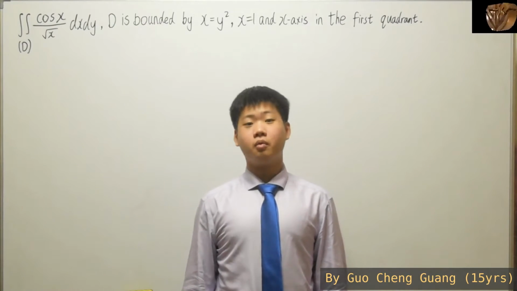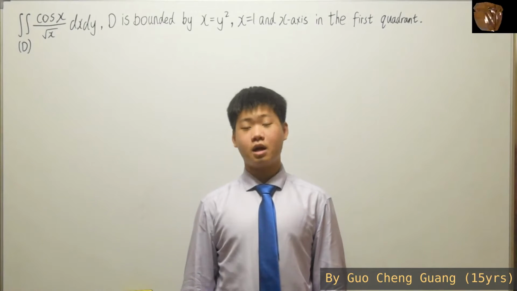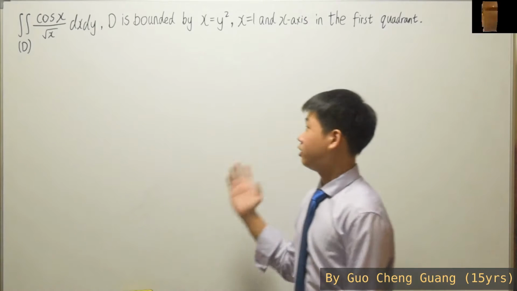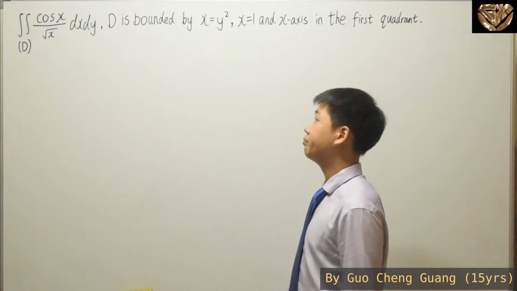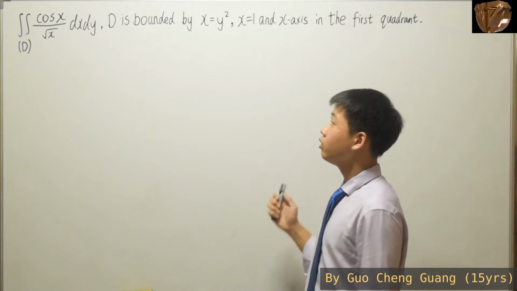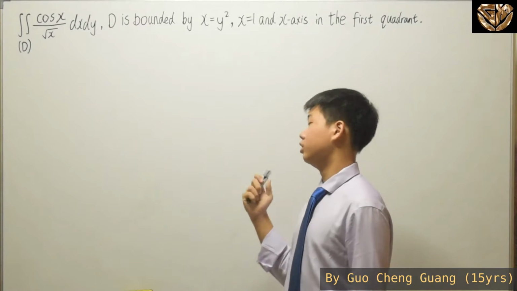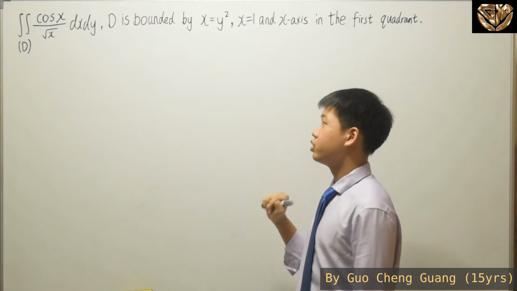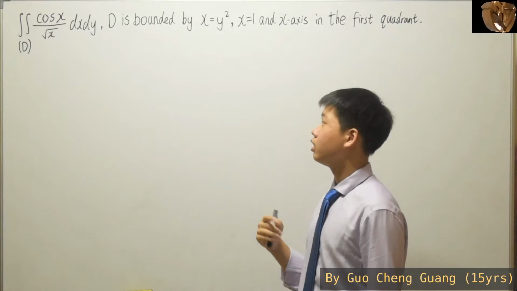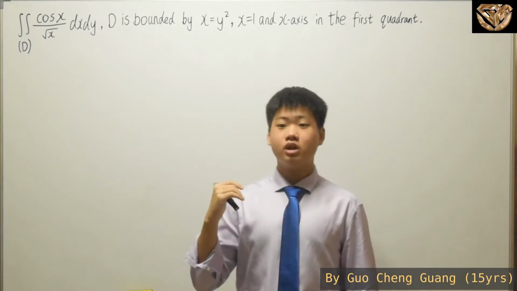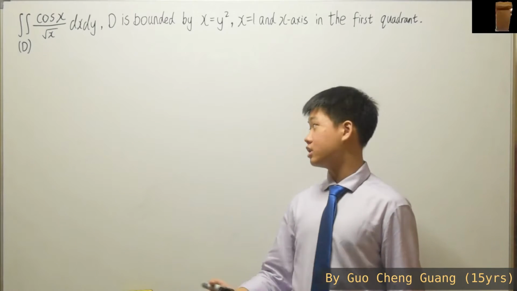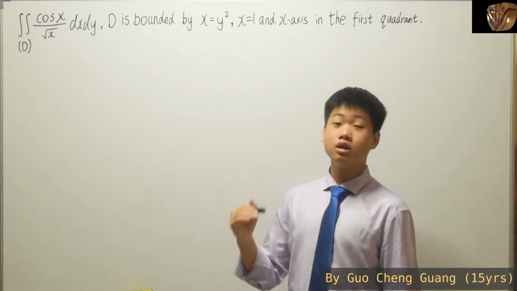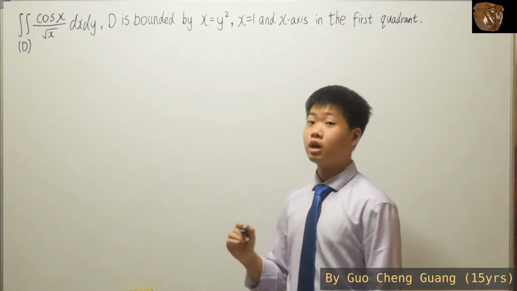In this lesson, we will have the techniques and applications of definite integration. We'll be taking a look at this example we have. You are seeing a double integration over D, and your integrand is cosine x over square root x dx dy. If you only had a single integration, cosine x over square root x dx, that would actually be unsolvable.